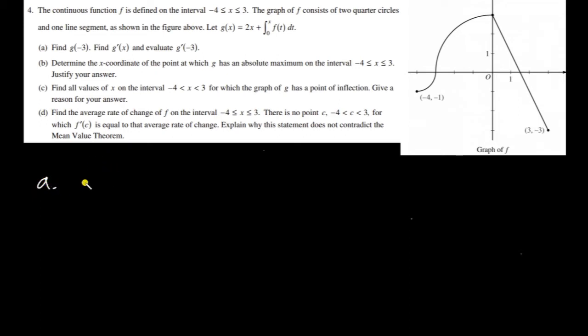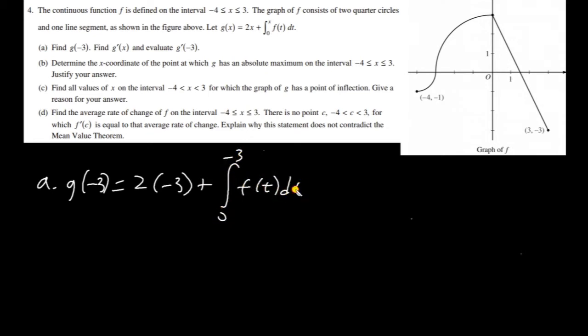Let's start with g of -3, the easiest. What we're going to do for g of -3 is whenever we see the x, replace it with the -3. So it's 2 times -3 plus the integral from 0 to -3 of f of t dt. Now this is weird because we're going from a bigger number to a smaller number.